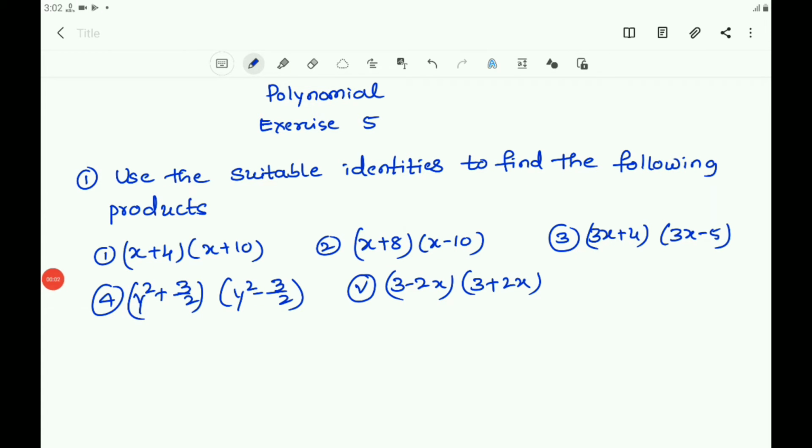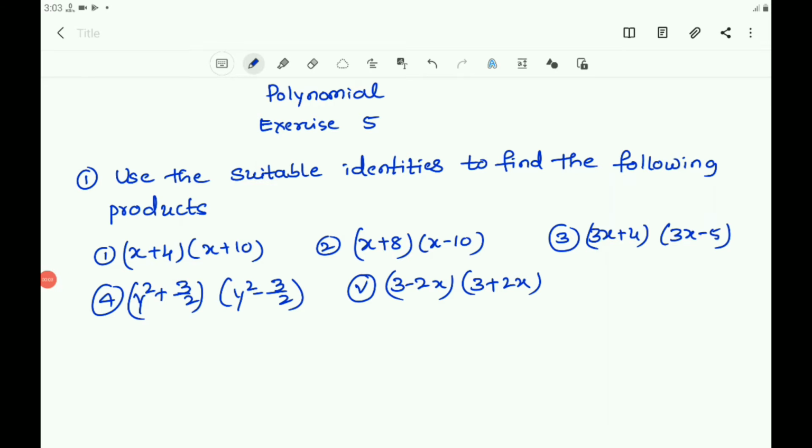Children, let us continue the chapter polynomial. Now let us start exercise 5. The first question is: use suitable identities to find the following products. We have learnt many identities, and by using the suitable identity we can find the product here.